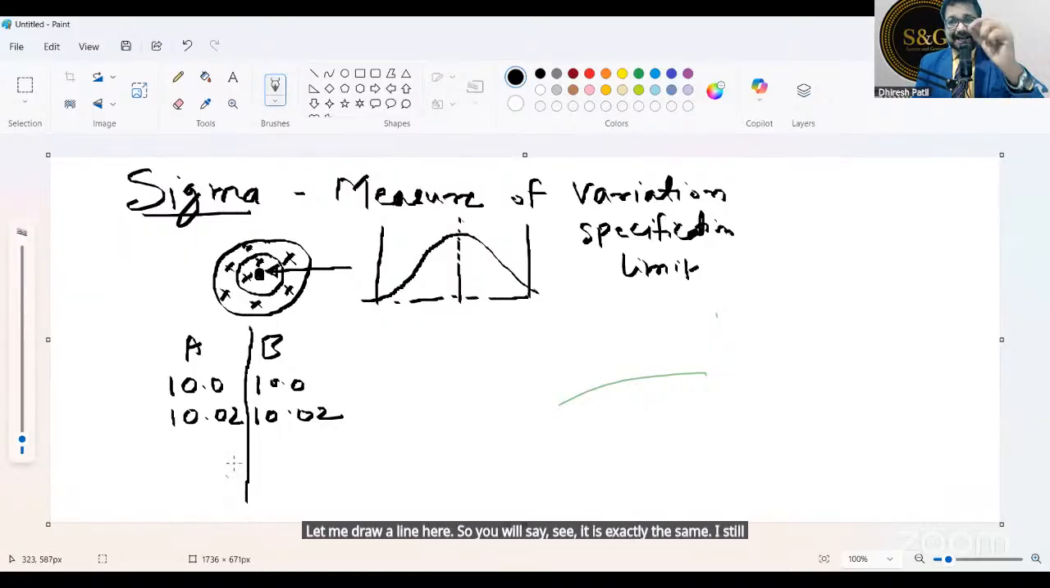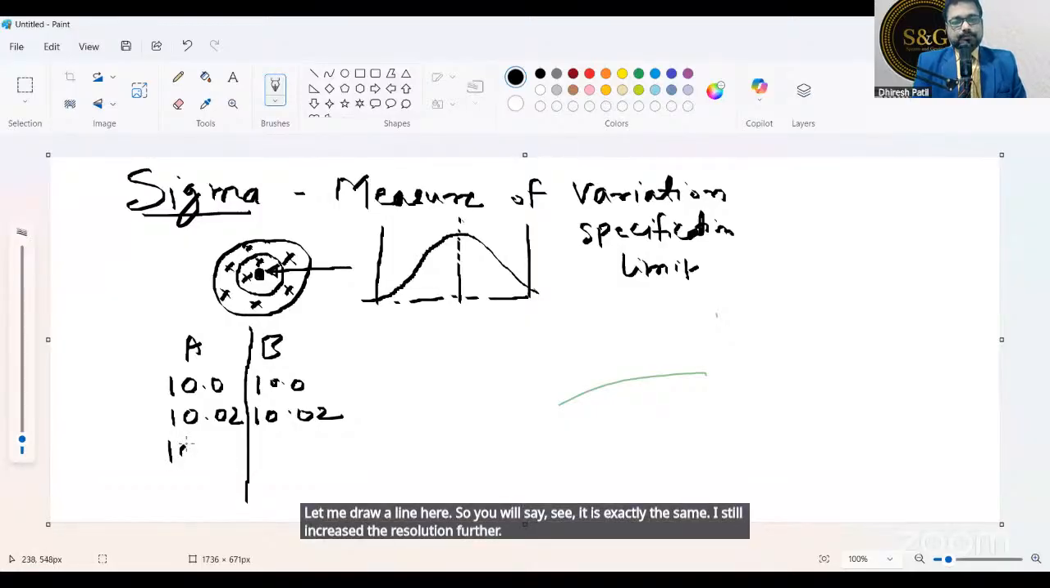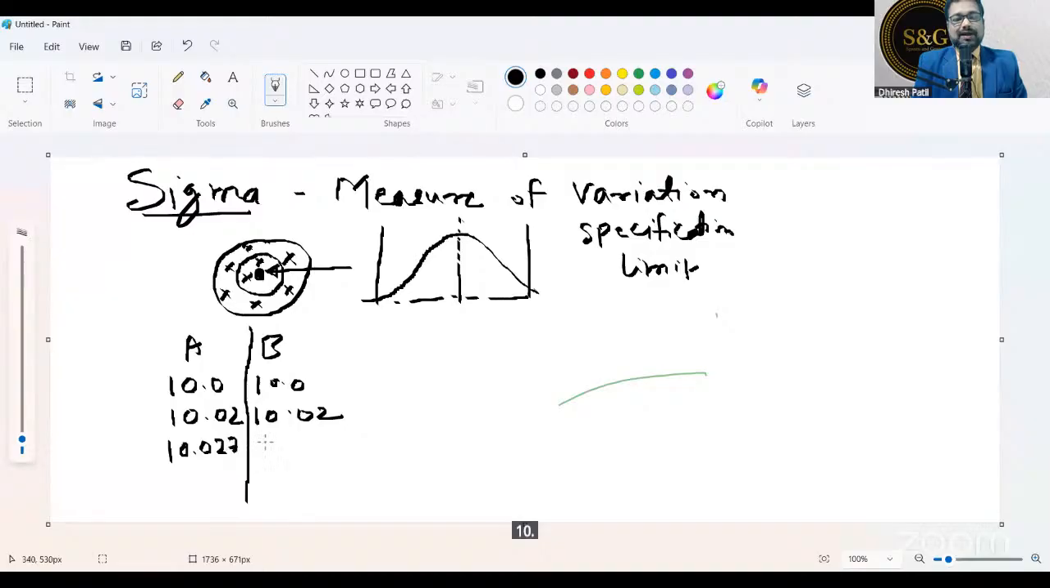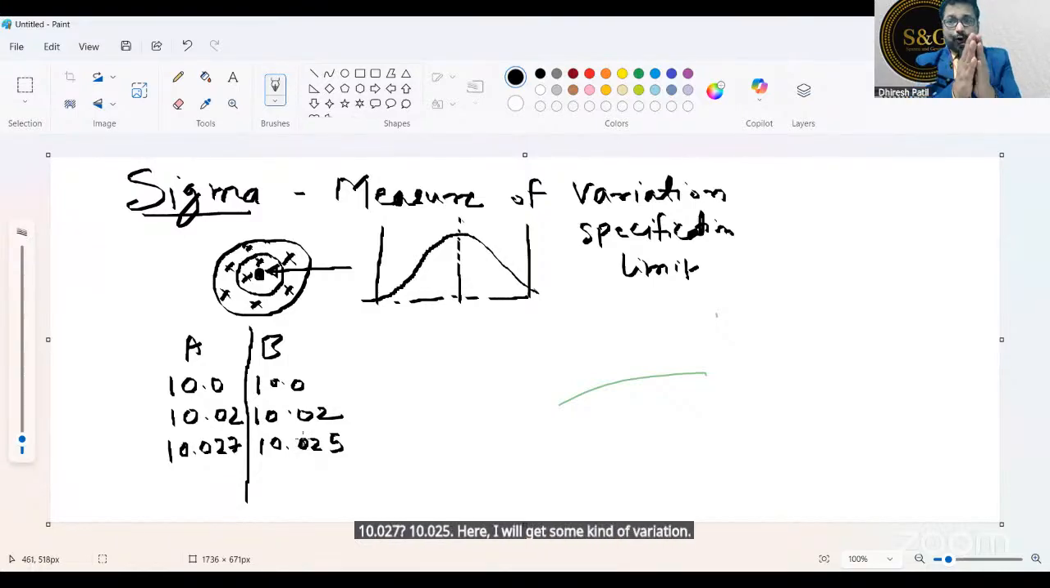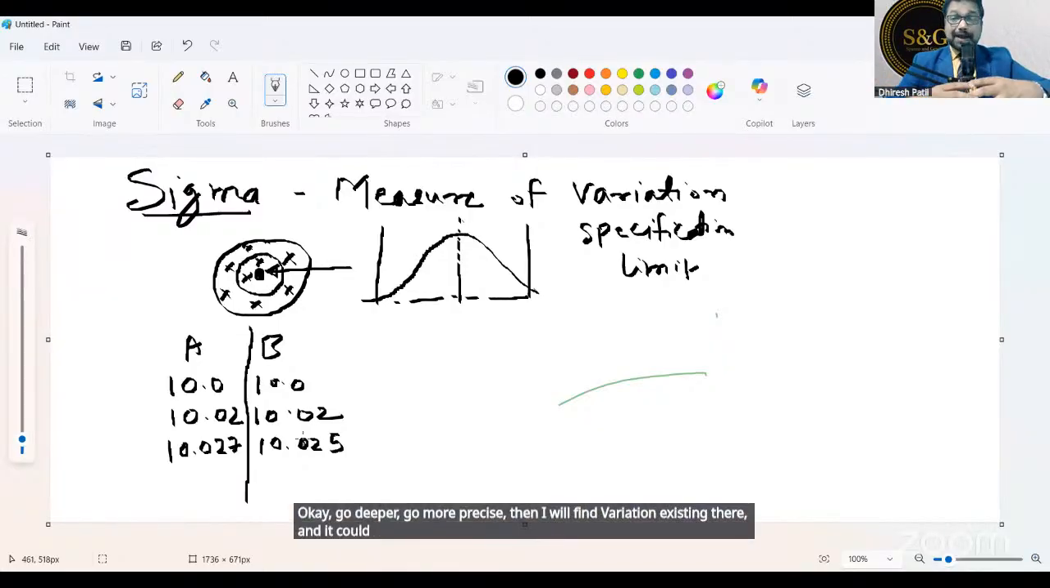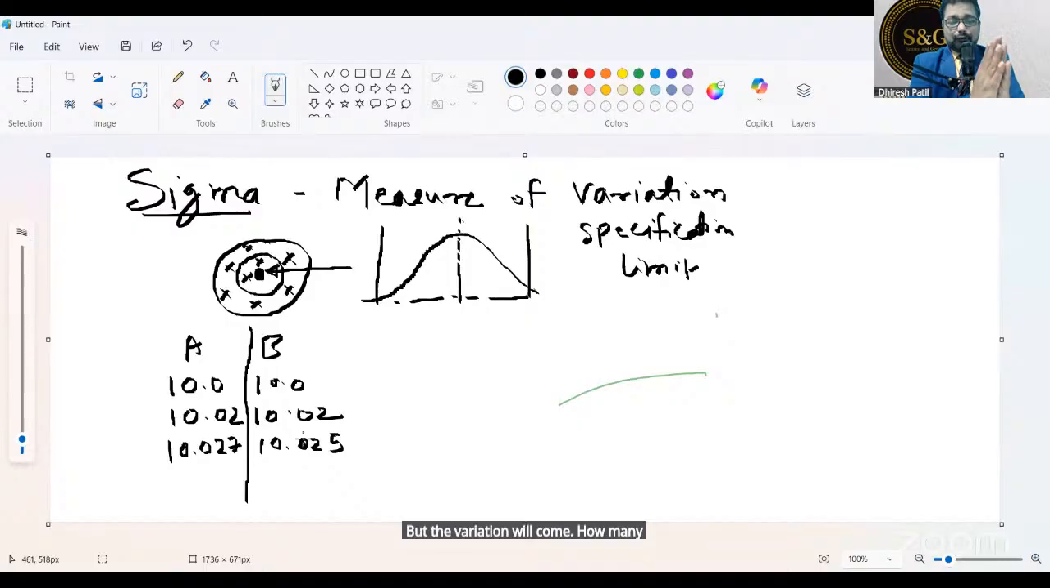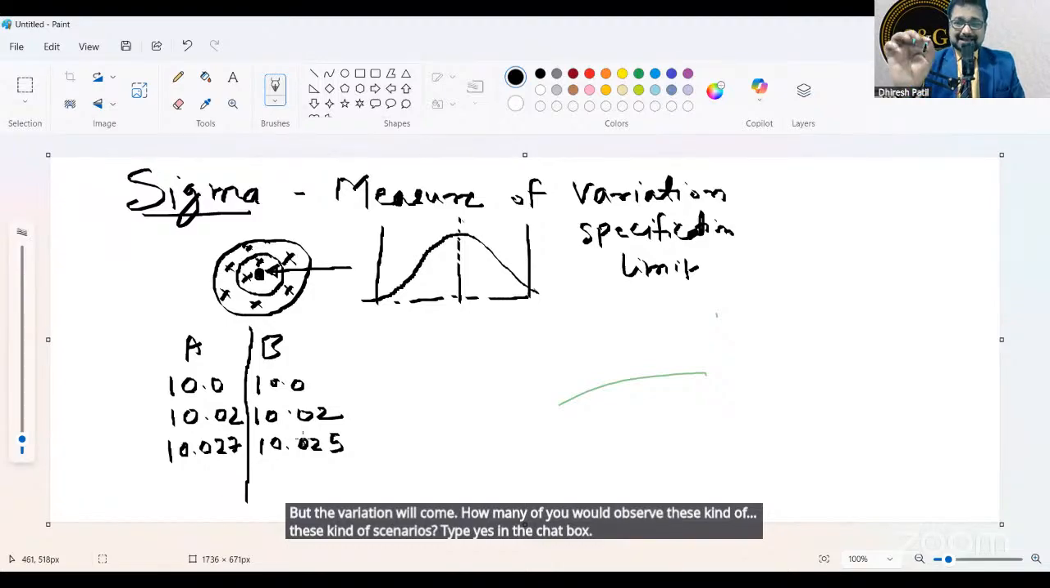If I increase the resolution further, 10.027, 10.025. Here I will get some kind of variation. As I go deeper, the moment I increase the resolution, go more precise, then I will find variation existing there. And it could be my measurement variation, measurement error as well. But the variation will come. How many of you would observe this kind of scenario? Just type yes in the chat box, as we go deeper.